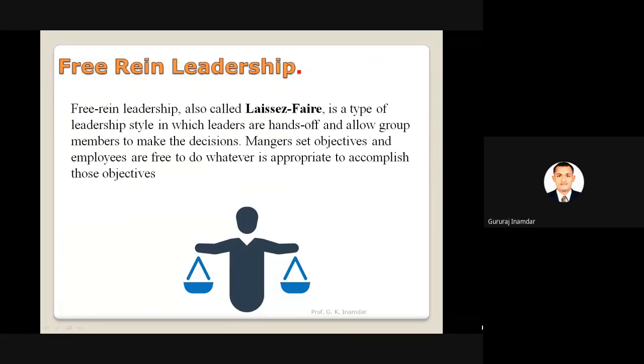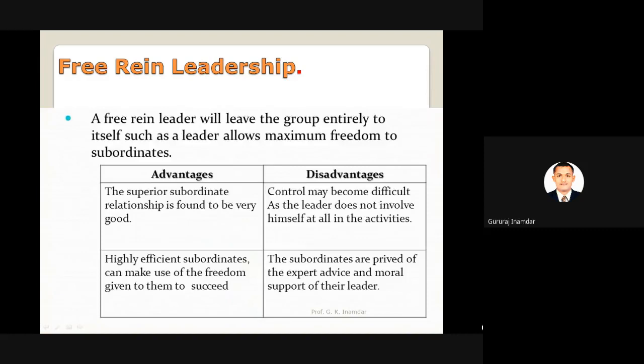Okay, there are three types of leadership style. This is the third type. Some advantages, so we will not take maximum time. Okay, in free-rein leadership, a free-rein leader will leave the group entirely to itself, such that the leader gives maximum freedom to the subordinate. Okay, now here the main objective is that maximum freedom is given to the subordinate. But work completion is very important. Okay, or completion of the goal is very important.